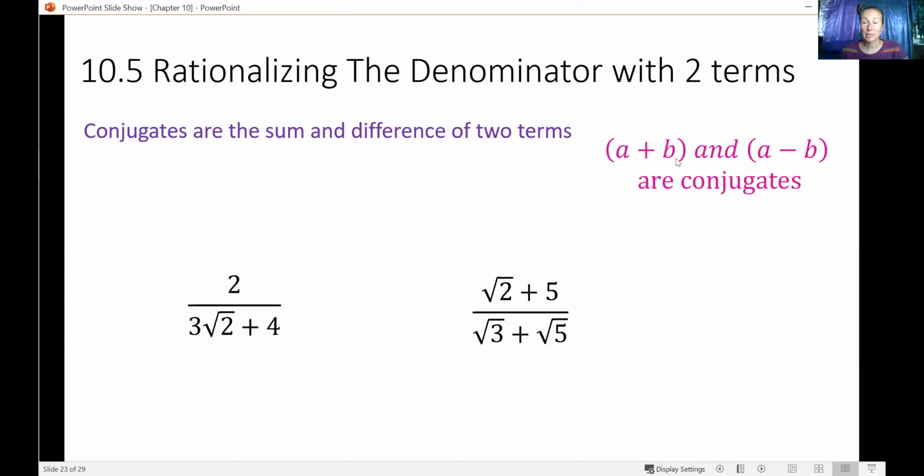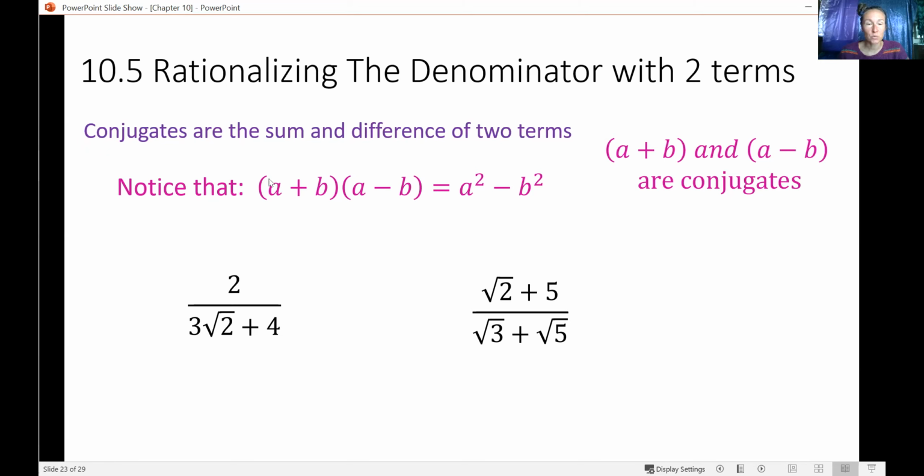So a plus b and a minus b are called conjugates. One is a sum, one is a difference. They are conjugates to each other. Okay. Notice, and we did an example like this in 10.4, that a plus b times a minus b just gives you a squared minus b squared. Go ahead and pause the video, do FOIL on this, multiply this out, and you'll see that those cross terms, the a times negative b and the b times a, those terms are going to cancel out.